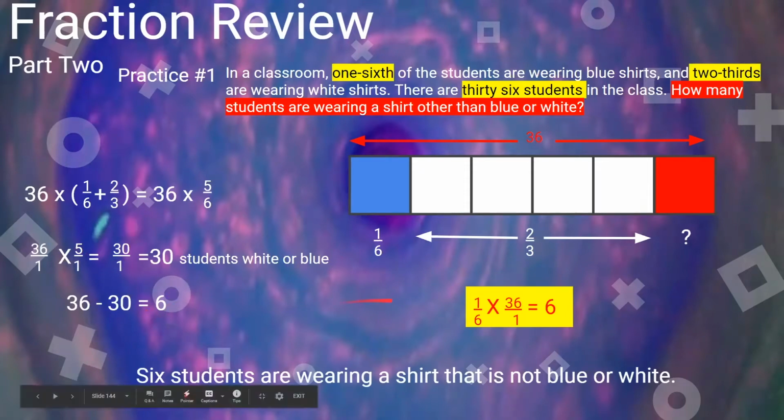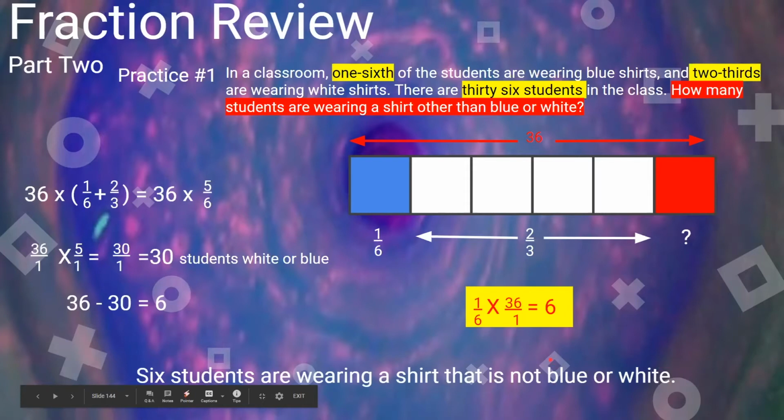But there was another way we could look at it too, and it's kind of our shortcut method. We know that 1/6 of the students are essentially unaccounted for. So all we have to do is multiply 1/6 of 36. Simplify again, 6 becomes 1, 36 becomes 6, and we wind up with a total of 6. 1/6 of 36 is 6. And then when we write our answer to our word problem, we're going to write it in a sentence: 6 students are wearing a shirt that is not blue or white.